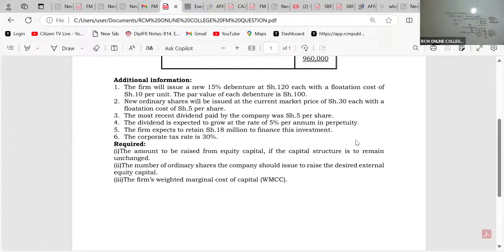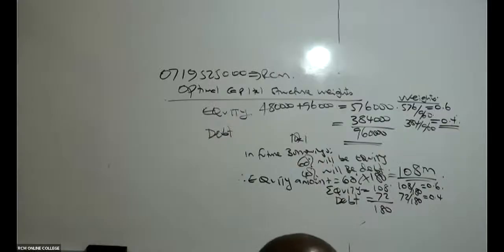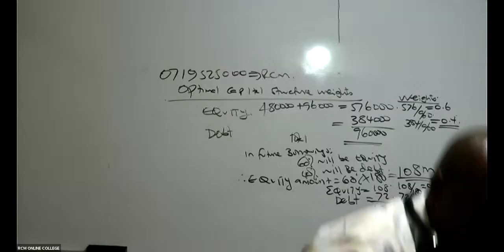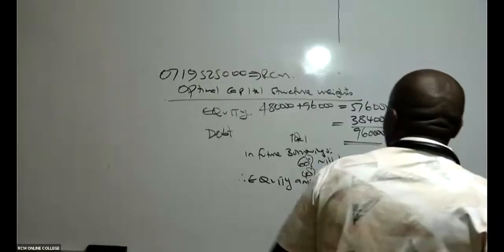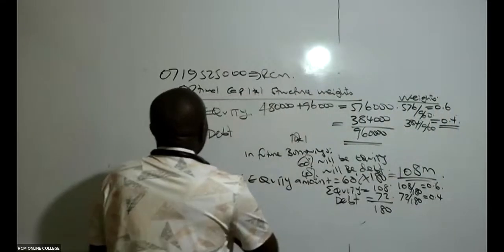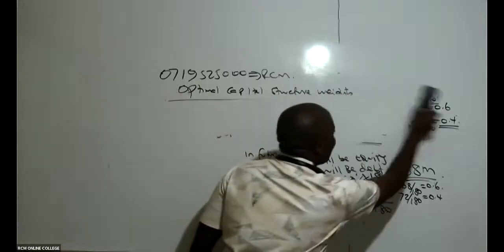Then from there, we go to question number 2. They want us to give them the number of ordinary shares the company should issue to raise the desired external equity capital. Number of shares. So how do we get this number of shares? This is how we shall get the number of shares to be issued.